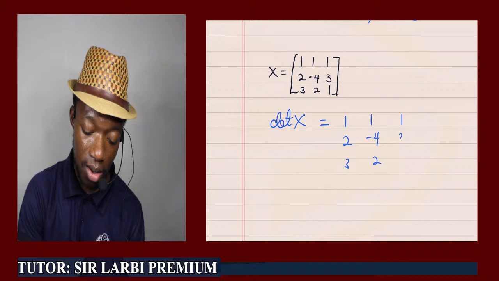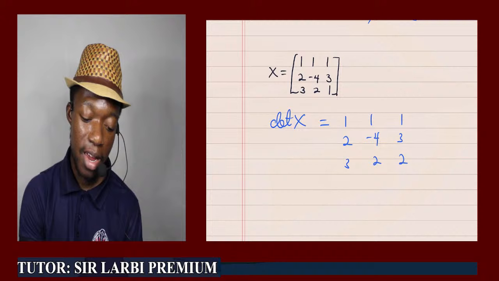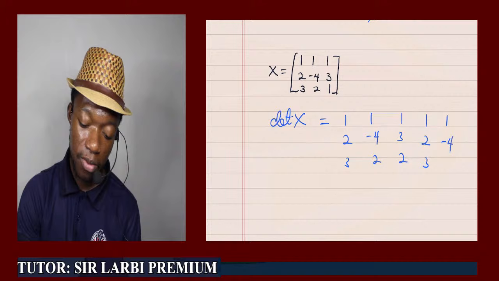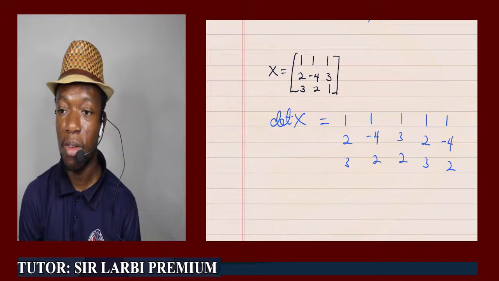You are going to repeat the first two columns. So that will give you 1, 2, 3, 1, -4, and then 2. So you're going to repeat the first two columns of the original matrix given in the question.